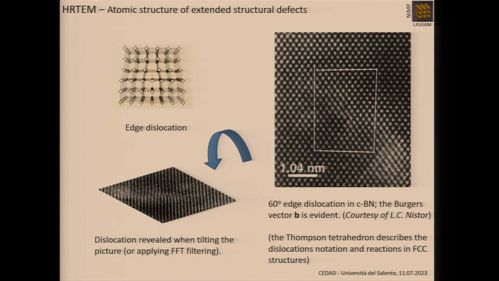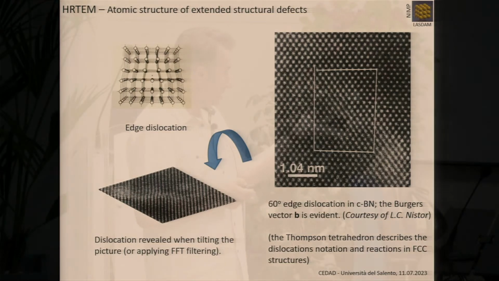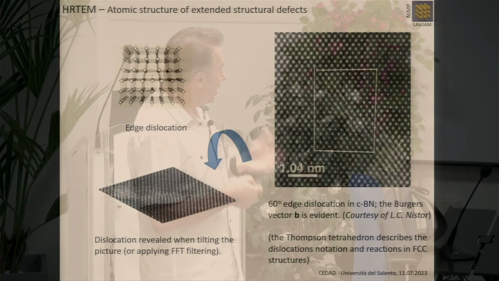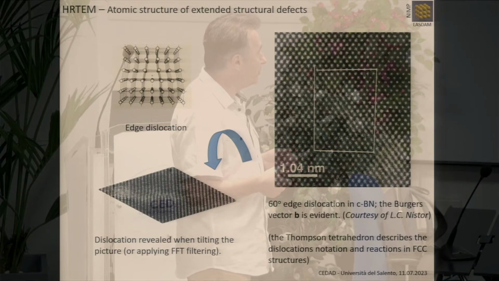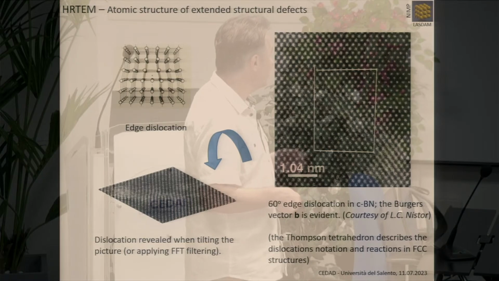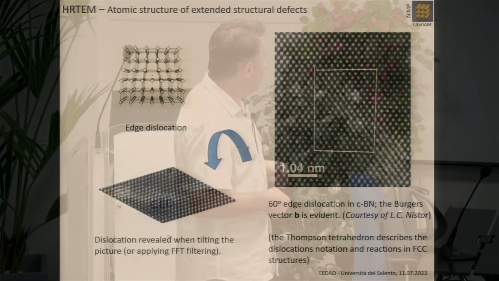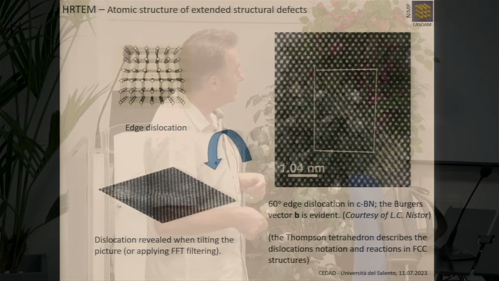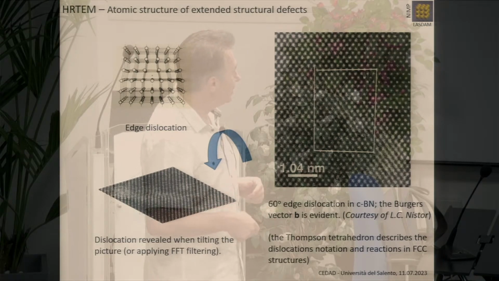This is how we used to do some time ago when we were still working with photographic recording of the images. We were just looking at the high resolution images at grazing incidence, and this is how we could identify the position of the dislocation. Nowadays, with the help of a computer, you can do it more easily by performing fast Fourier filtering, and you can get this kind of image on a computer. And indeed, here we had a perfect 60 degrees edge dislocation in cubic boron nitride.